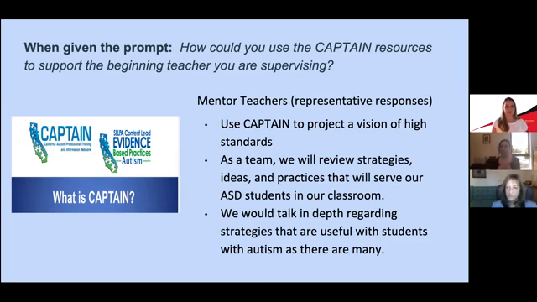As a team, the mentor teacher and the teacher candidate or the beginning teacher would review the strategies and ideas and talk with each other and think about how they could use these practices to support the students in their classroom. And they would talk about how these strategies could be used with many students, and then also how to individualize for each student's unique needs.